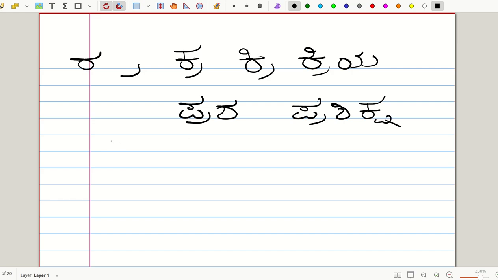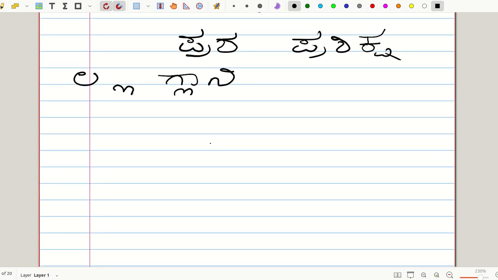Now we have la. How do you write la in the bottom? Like this. So this is glani. Yada yada hi dharmasya glanir bharata abhyuthanam dharmasya sambhavami yuge yuge. This is la in the bottom.